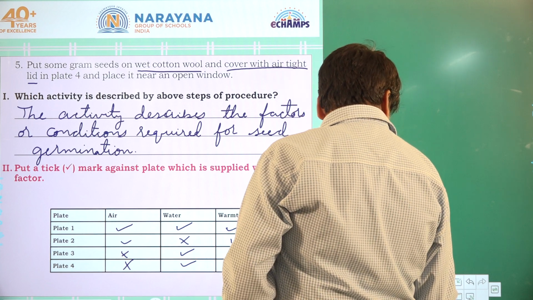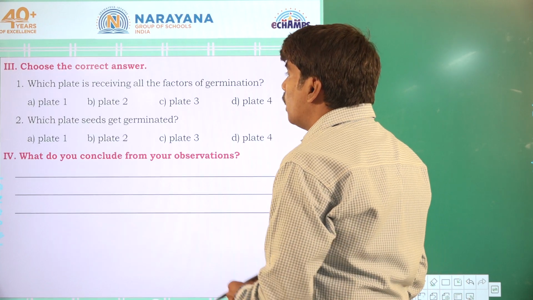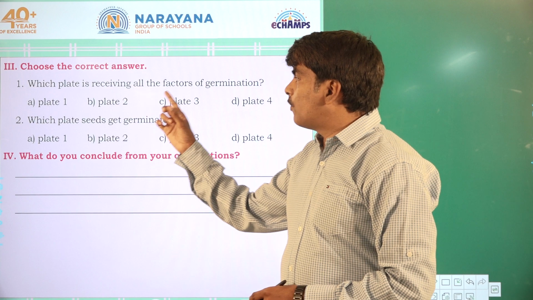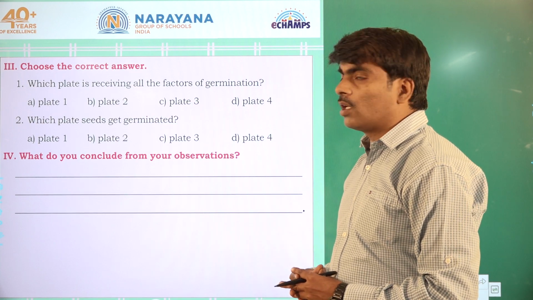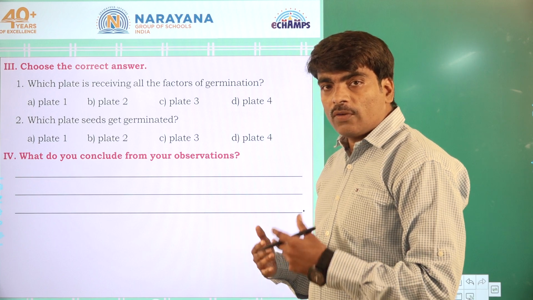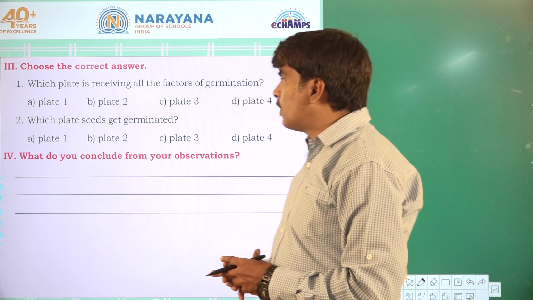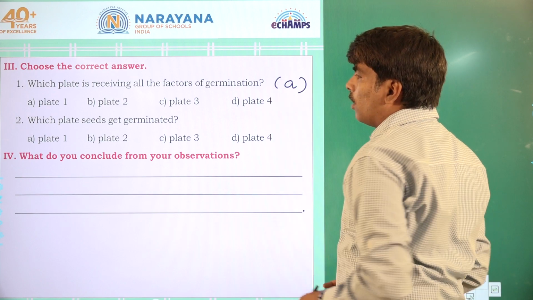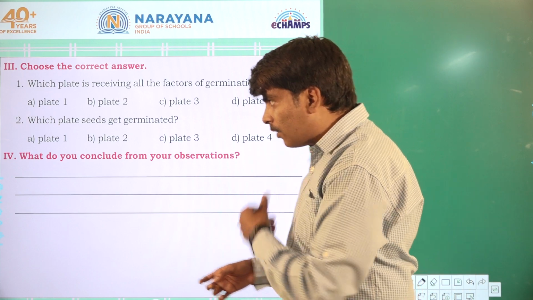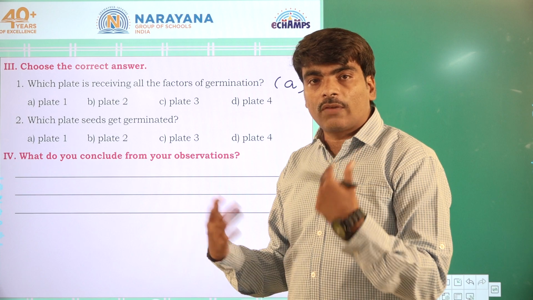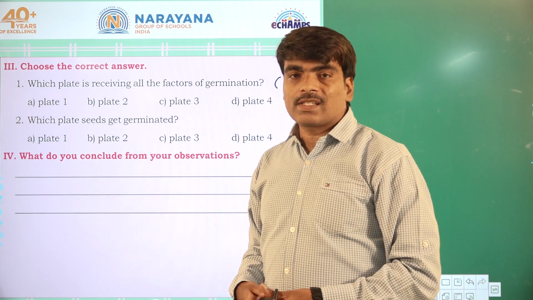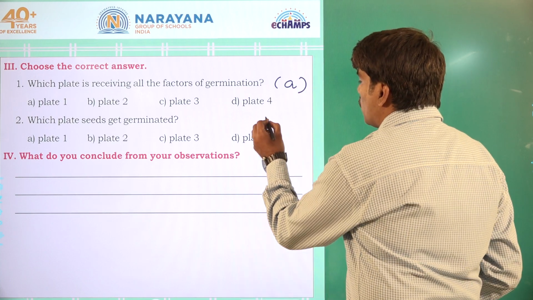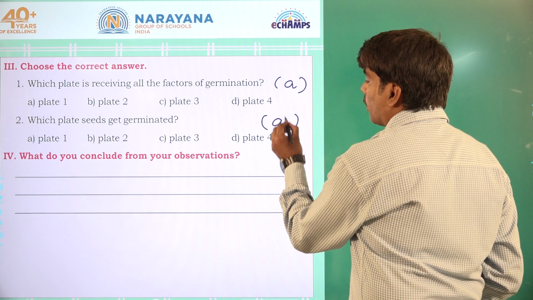Moving on to the next one. What's happening here in the 5th one? In the 3rd one, choose the correct answer. Which plate is receiving all the factors of germination? Plate 1, plate 2 and plate 3 and plate 4. If we observe, plate 1 is receiving all the factors. So our option is A. And going to the second one, which plate seeds get germinated? As all the factors are received by the plate 1, obviously we know that plate 1 can germinate. The seeds present in plate 1 can be germinated. So again the option is A.